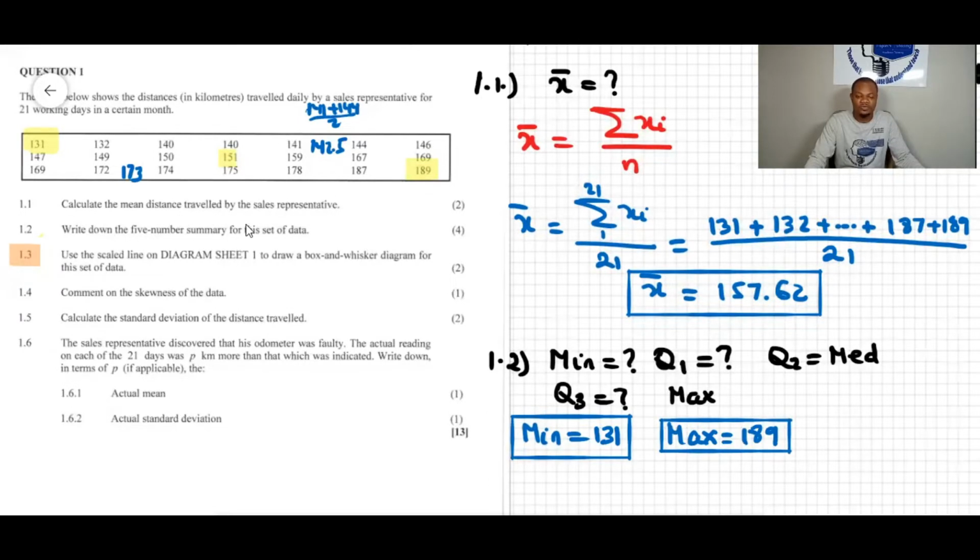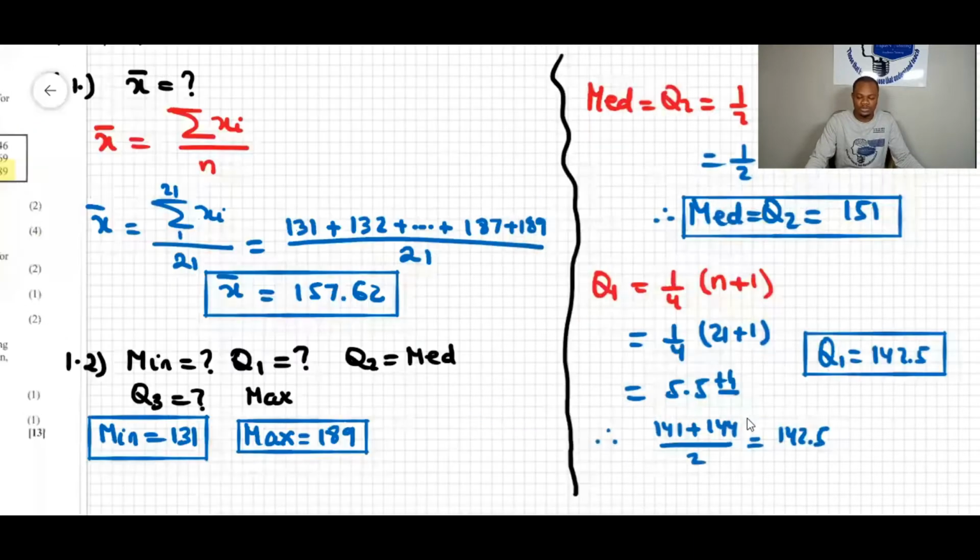We did this also in the previous video. Now question 1.3, this is what we're going to do now. That says use the scaled line on diagram sheet to draw a box whisker diagram for this set of data.